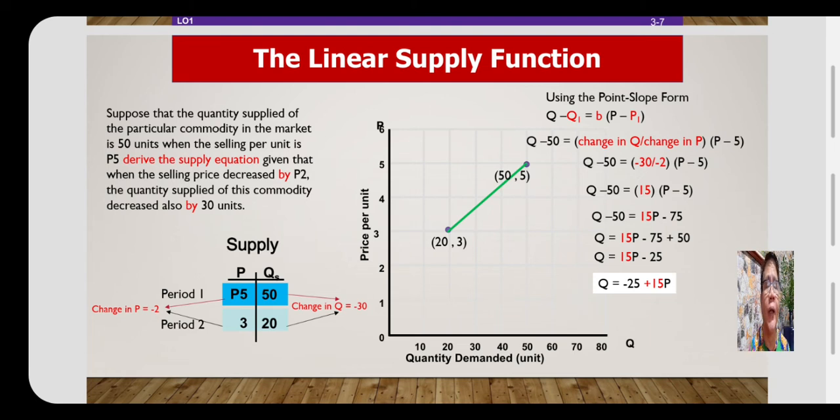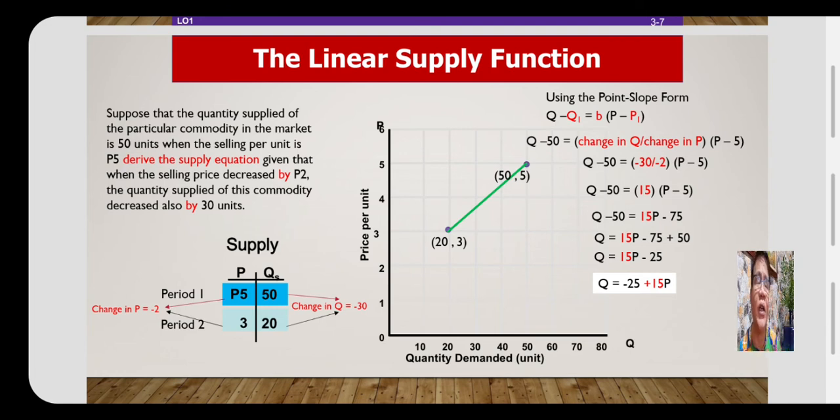Now, looking at the points on a Cartesian plane, we have these 2 points. The first point is given by the paired value of 50 and 5, which is our point 1, and our second point, point 2, is given by a paired value of 20 and 3. Now again, if we connect these 2 points, we can form a straight line, and a straight line must be defined by a linear equation in the form of slope-intercept form.